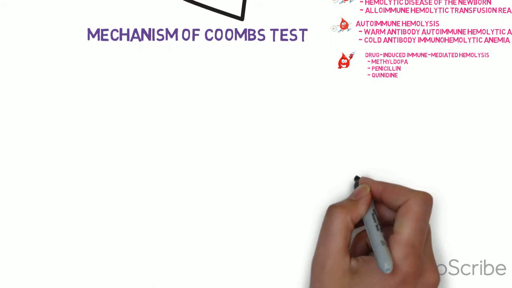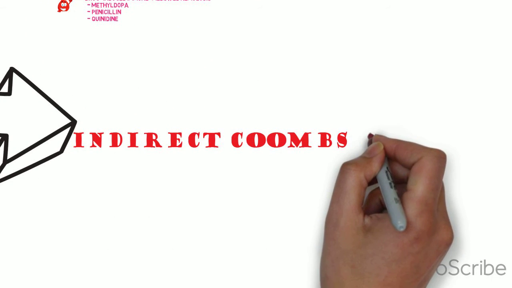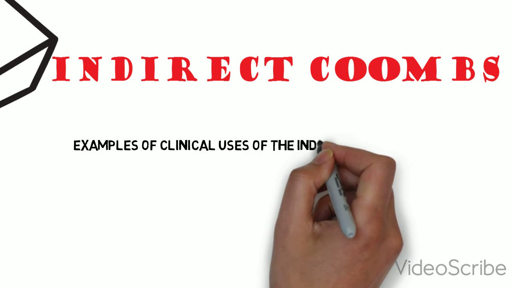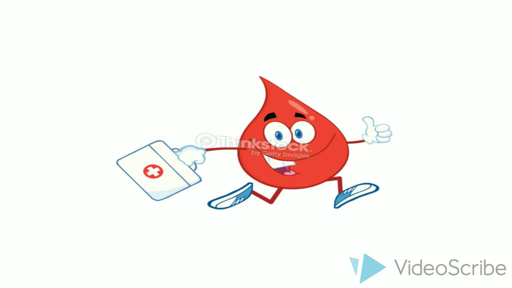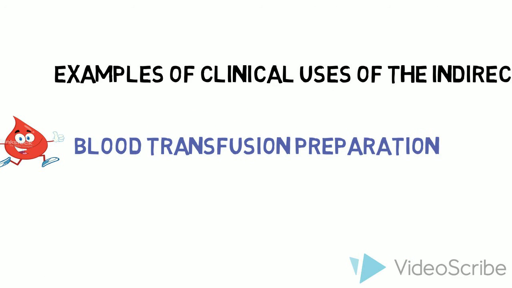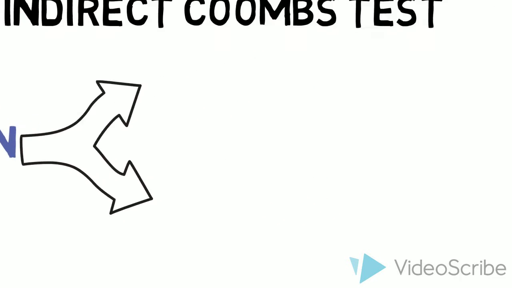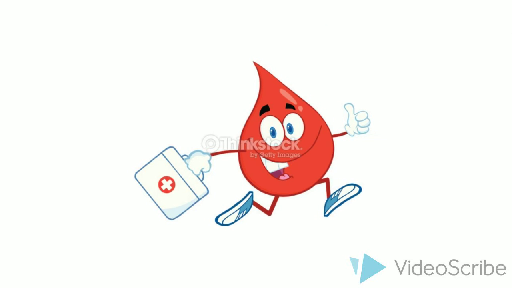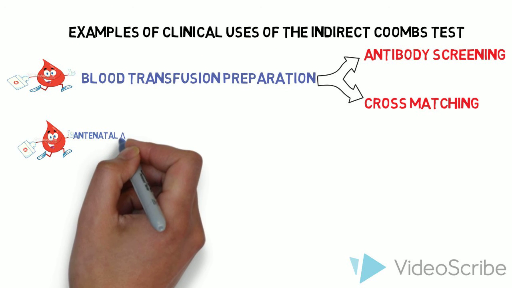We move on to the second part, which is the indirect Coombs test. Before that, we have to know examples of clinical uses of the indirect Coombs test. The first one is blood transfusion preparation, which includes antibody screening and also cross-matching.